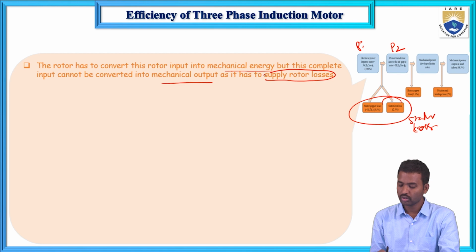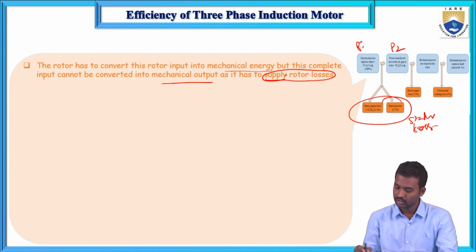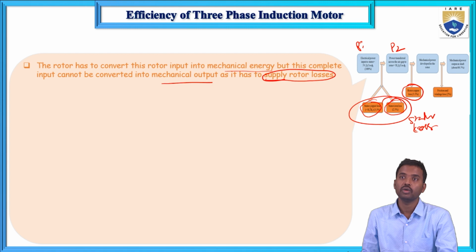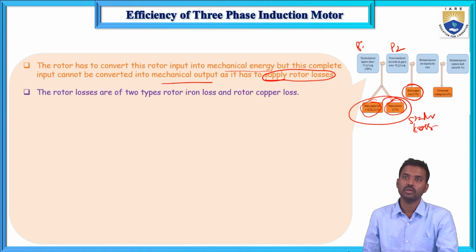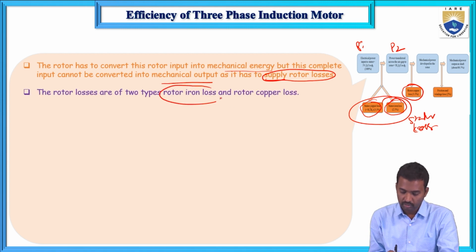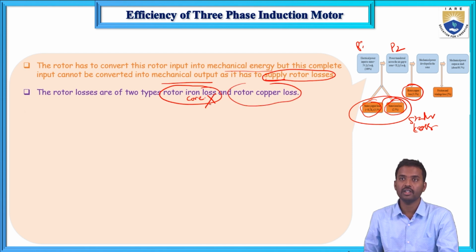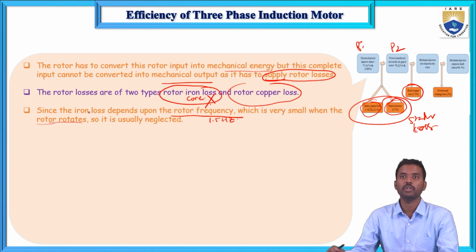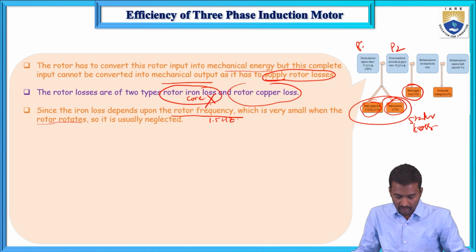So there are some rotor losses. These are the stator copper losses and stator iron losses, but here we are considering only rotor copper losses, not rotor core losses. Rotor losses are of two types: rotor iron losses, that means core losses, and rotor copper losses. These are negligible, as I already discussed in the previous slide. Rotor iron losses depend upon the rotor frequency, which is very small when the induction motor is under running condition.